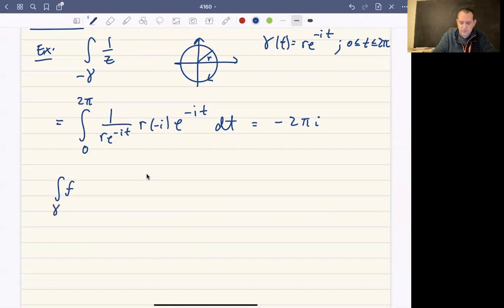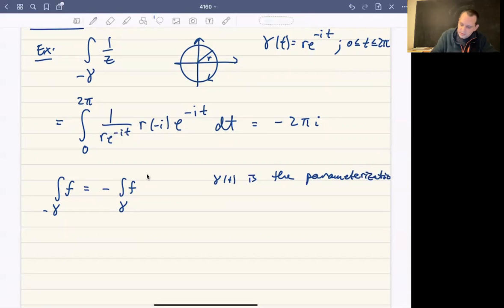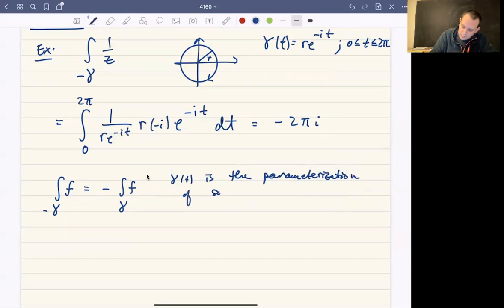And it turns out that one feature in general is for functions that are integrable, where gamma is a piecewise smooth curve. If you integrate a function over this curve gamma, but then you change the orientation, so you make it minus gamma, this is going to be minus the integral of f over gamma. So here, gamma is the parameterization of some curve.